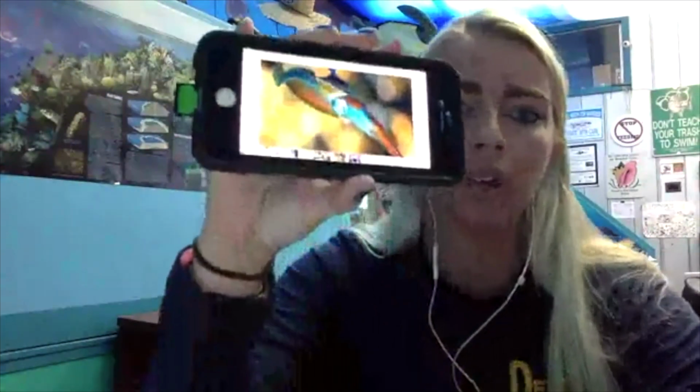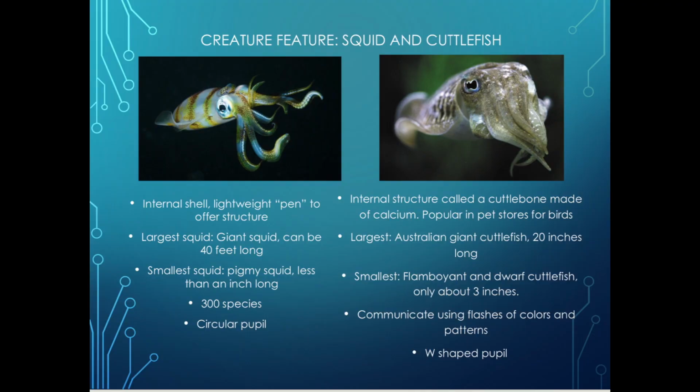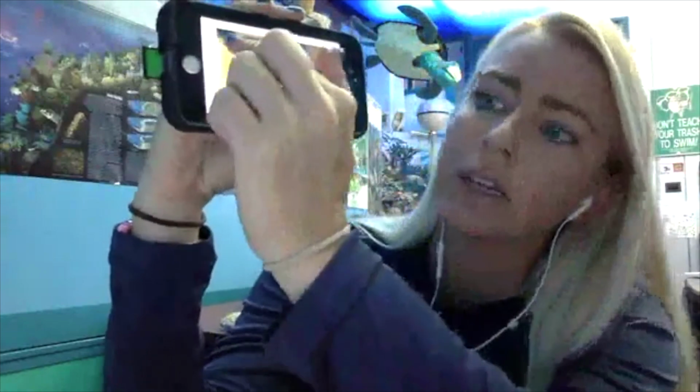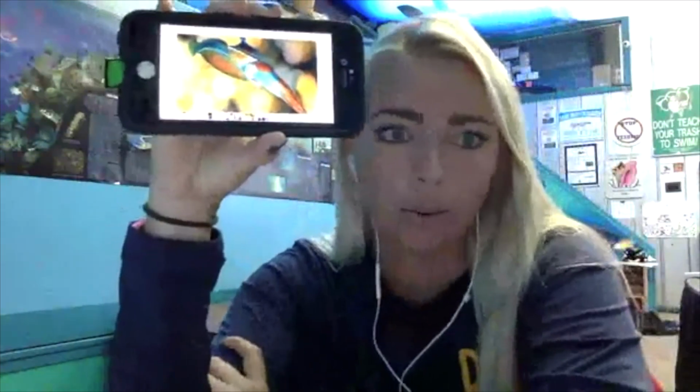Okay, so now let's talk a little bit about squid and cuttlefish. This is a squid here, and this is a cuttlefish. They're very cute, but they look very similar. So I'm going to tell you a few differences. First off is the squid. The squid has an internal shell. Inside of this area here, the mantle, it's got a pen. We call it a pen. It kind of feels like plastic. Honestly, it's not plastic, but it feels like it. They have this pen inside of their mantle to give it the structure it needs. Again, it's very lightweight, so it's not heavy, it won't sink them.